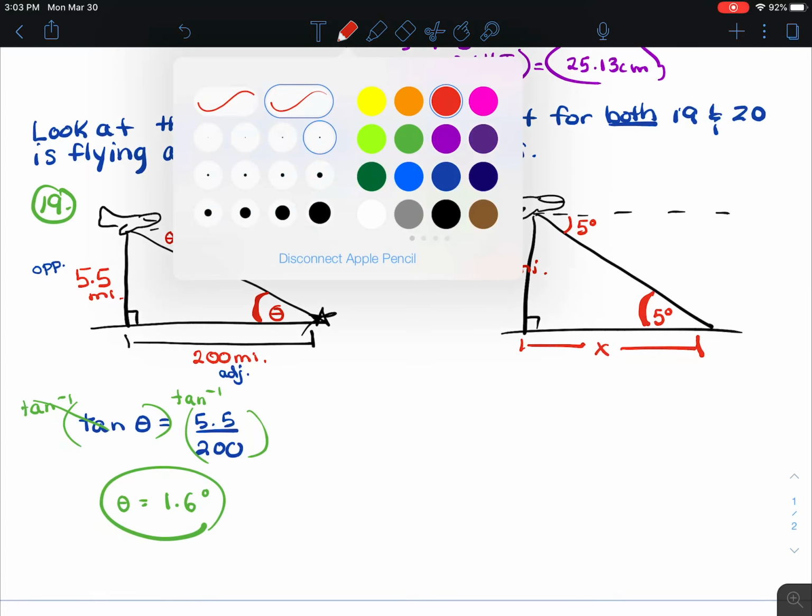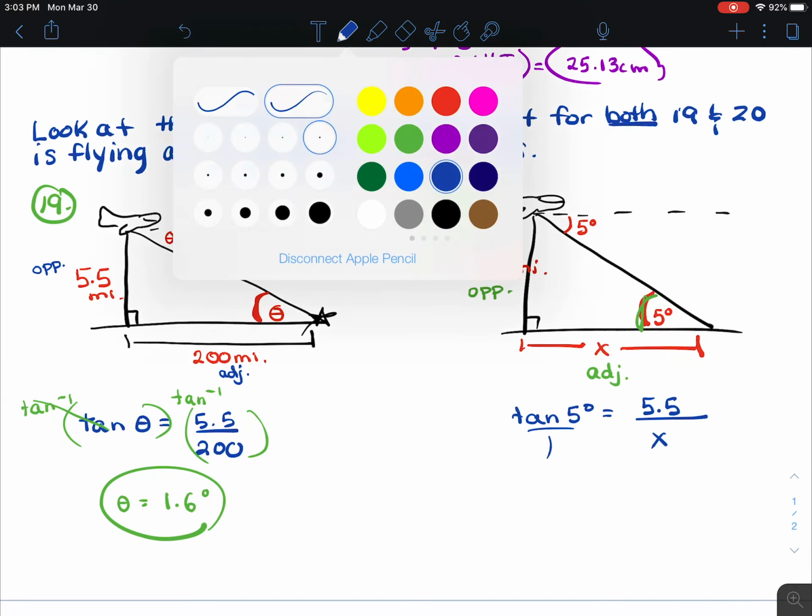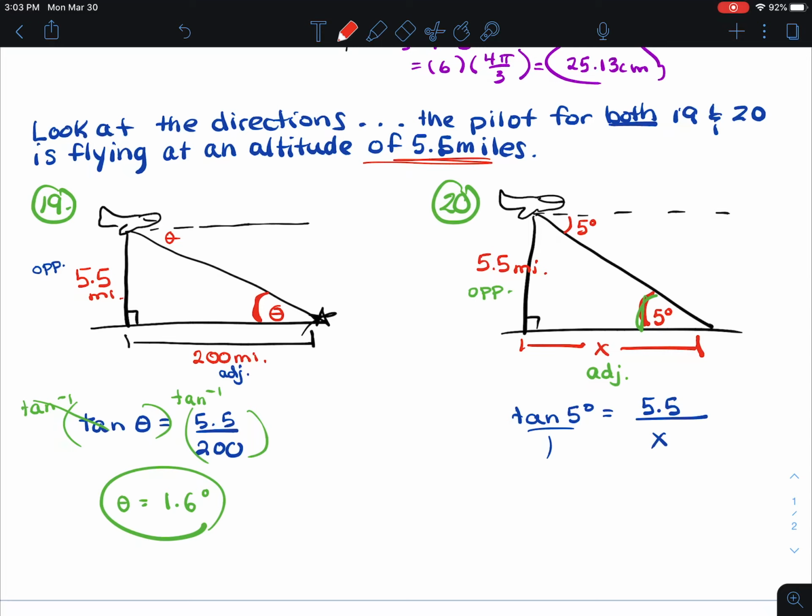So I'm going to label, again, we're using this angle in here. I know the opposite leg is 5.5. What I'm looking for is the adjacent leg. So this is another tangent problem. Okay, only this time I know the angle is 5 degrees. I don't know that adjacent leg. Okay, so here is where we would go ahead and cross multiply.